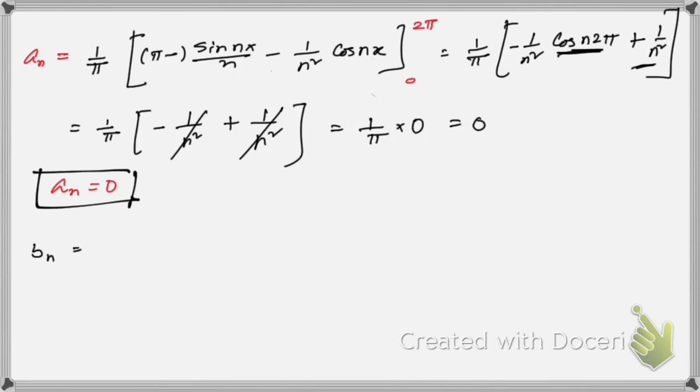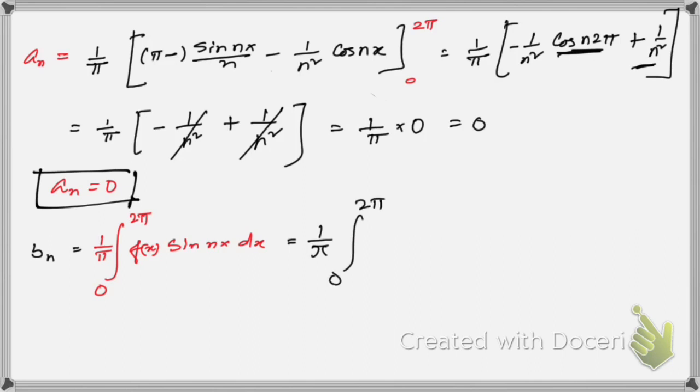Bn is equal to, we know that 1 by pi integration from 0 to 2 pi f of x sine nx, right? So 1 by pi, 0 to 2 pi, and in this problem f of x is pi minus x. So here it is sine nx dx, right? So now let's find the integration first separately.